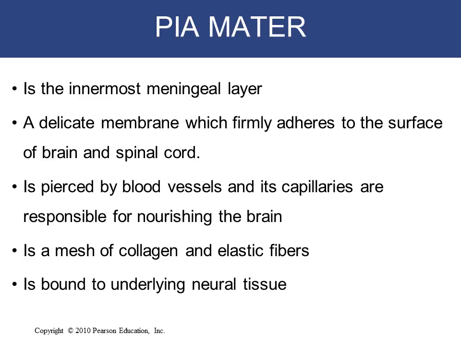Also, pia mater is a mesh of collagen and elastic fibers, and they are bound to the underlying neural tissues. So these are the three layers of the meninges that cover the brain and the spinal cord, which are the dura, arachnoid, and the pia. So the dura is the outermost layer, the arachnoid is the middle layer, and the pia mater is the innermost layer of the meninges.